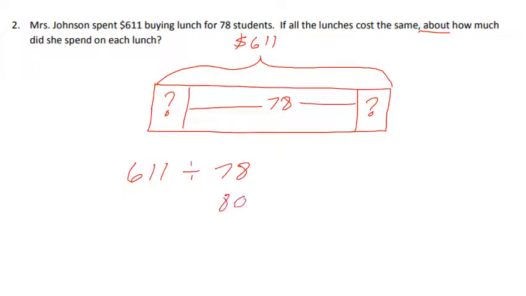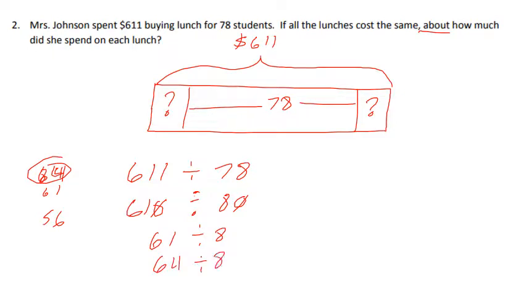We're going to round 78 to 80, and I like taking that 0 in there so I can cross them off, because that leaves me with 61 divided by 8, and I know the multiples of 8. 8 times 7 would be 56. 8 times 8 would be 64. So it means 64, and 61 is where we're at, so 64 would be closer. So 64 divided by 8 equals 8. So each one would be approximately $8. $8 each.